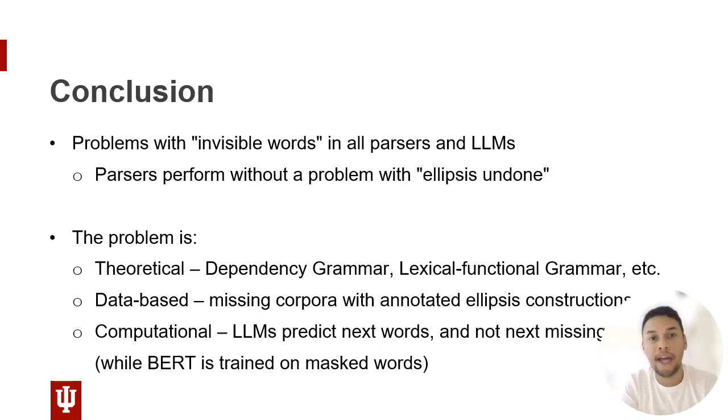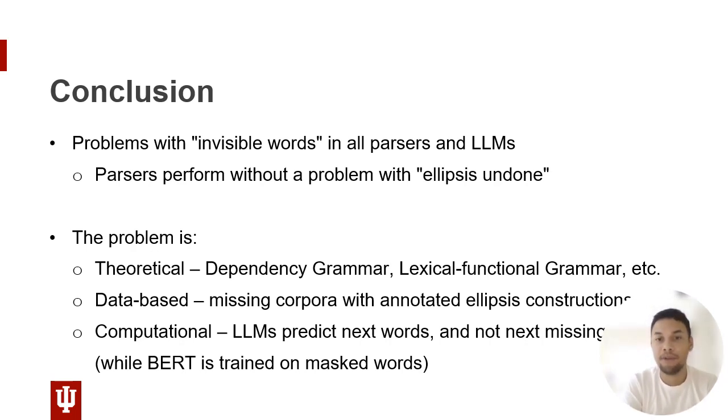because we know that there are problems with invisible words in all parsers, but also in LLMs, and the parsers perform without a problem with ellipsis undone. So the problem is, first of all, theoretical, because there is a lack of practical transfer of the theoretical frameworks that deal with elliptical constructions.